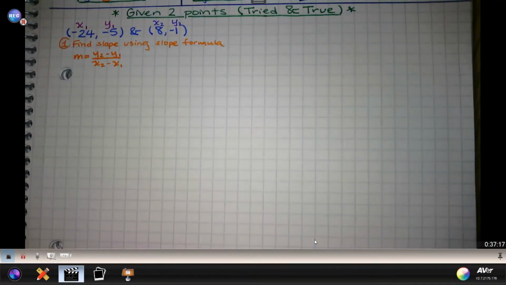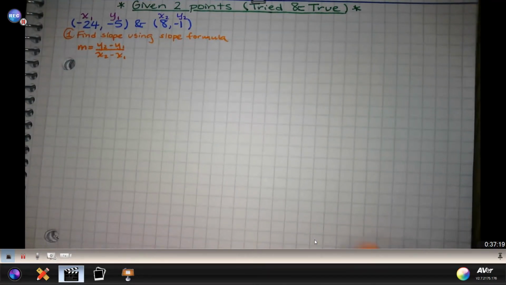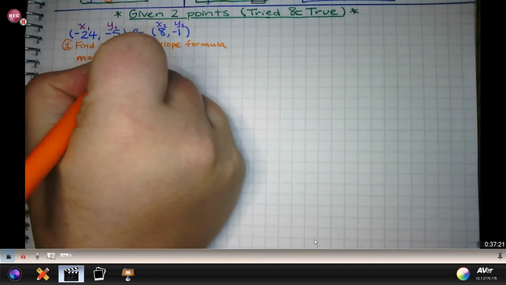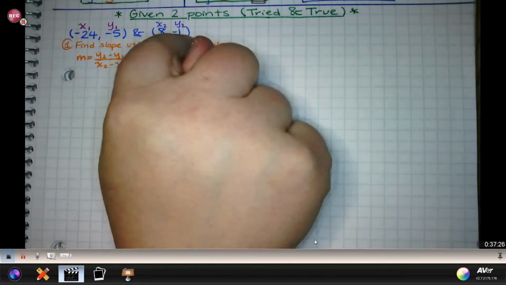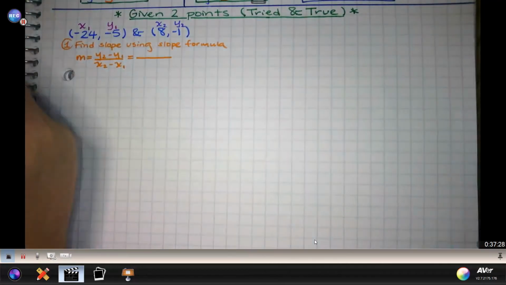So then from here, what we want to do is just make extra sure that we put the right things in the right spot. So y sub 2 comes first. If we come over here, that is negative 1.